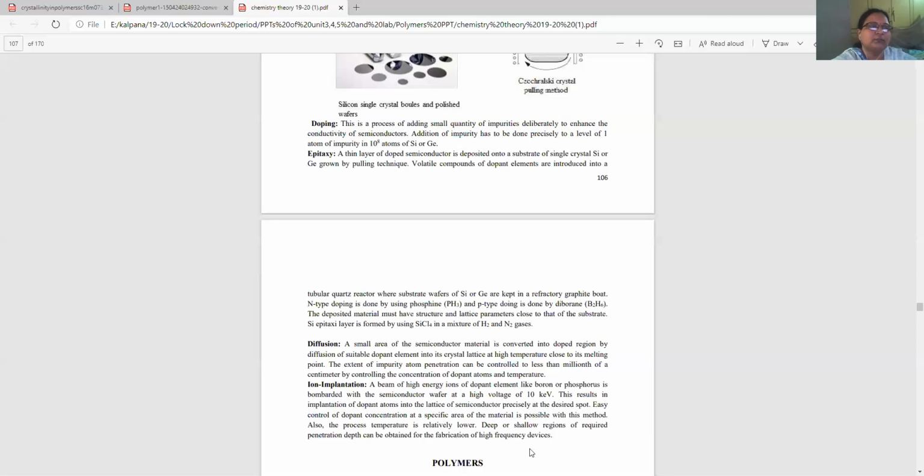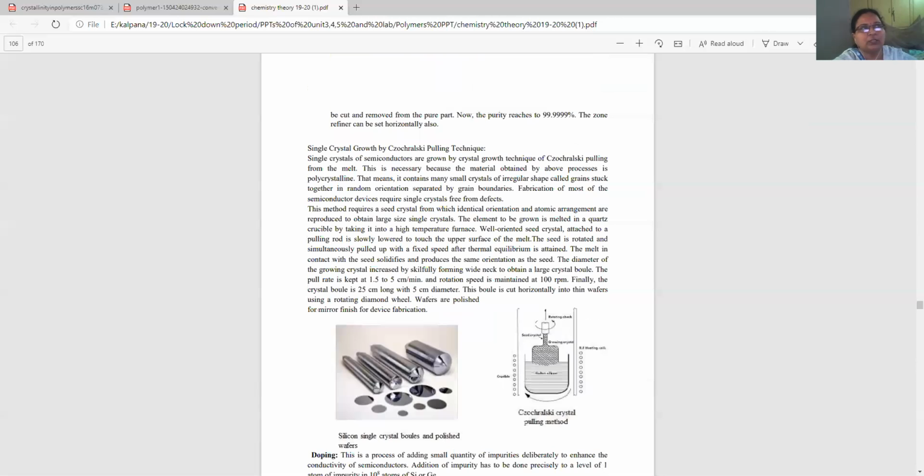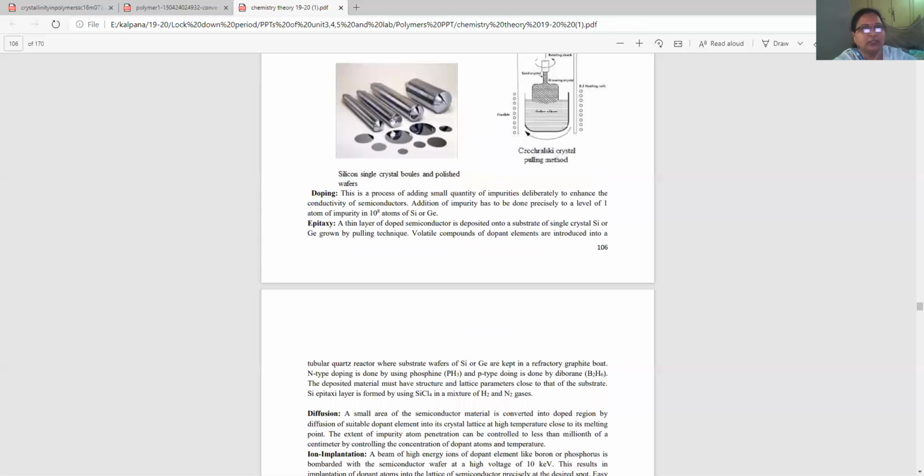Also the process temperature is relatively low, and deep or shallow regions of required penetration depth can be obtained for fabrication of high frequency devices. So as we learned till now, epitaxy or diffusion or ion implantation, any doping technique can be used depending upon what we require. So this is about the Czochralski crystal pulling technique and doping techniques. Okay, thank you.